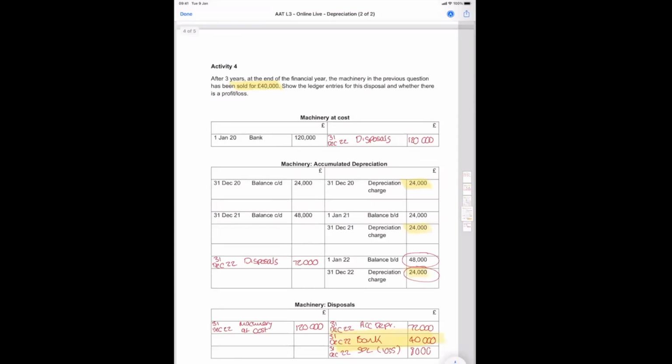So that's the difference between looking at a disposal and including a part exchange in there as well. Instead of the credit entry to the bank, we post the credit entry to the asset at cost account. But just remember, with it being a part exchange, that only forms part of the new asset's value. So we also have to include the amount paid, which is the difference between the value of the new machine and the part exchange allowance.